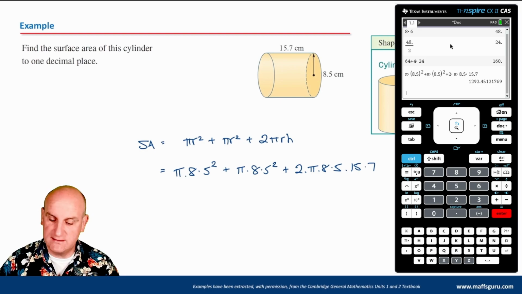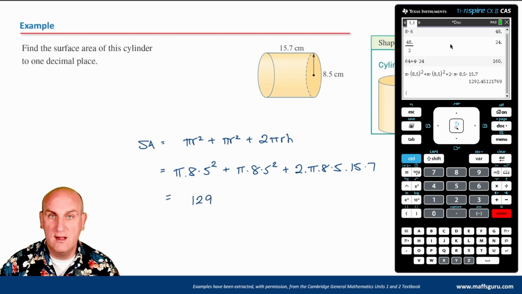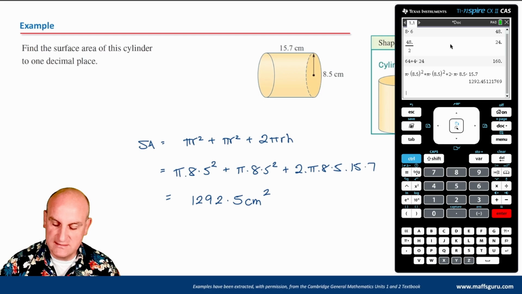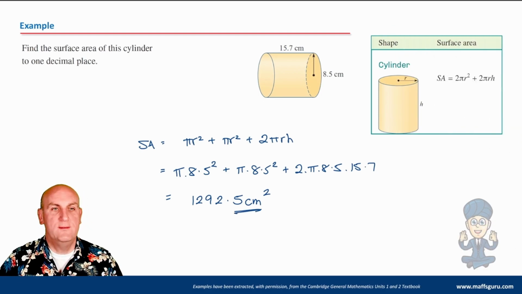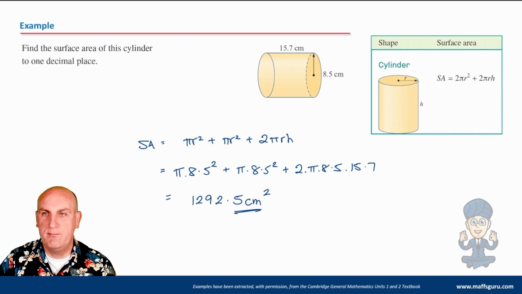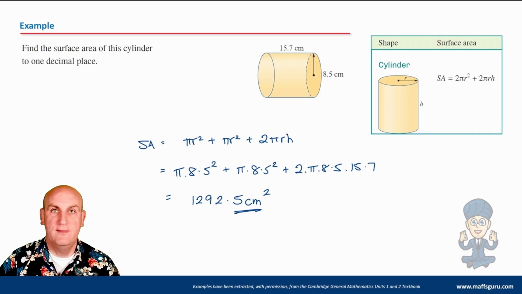And again, read the question, guys. You've got to make sure that we always round it to 1 decimal place. So 1,292.5, and our units, centimeters squared. There we go. Pi times 8.5 squared plus pi times 8.5 squared plus 2 times pi times 8.5 times 50.7. And there we go.